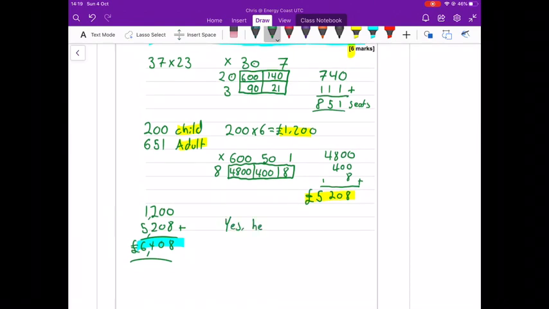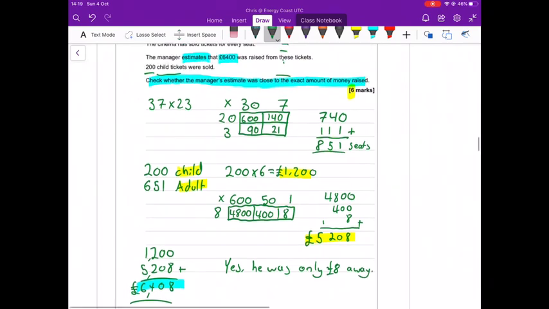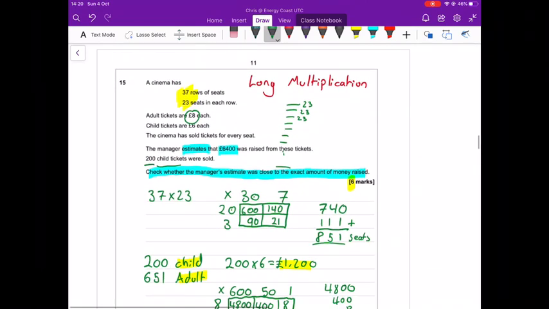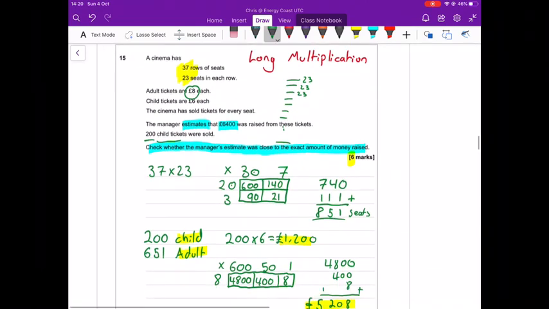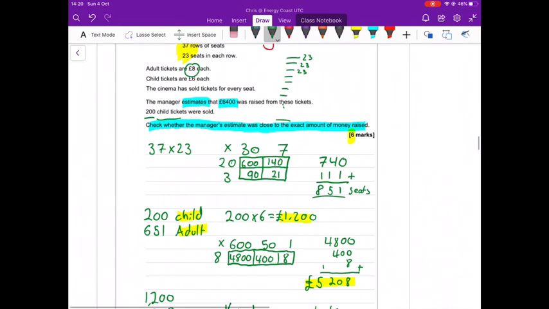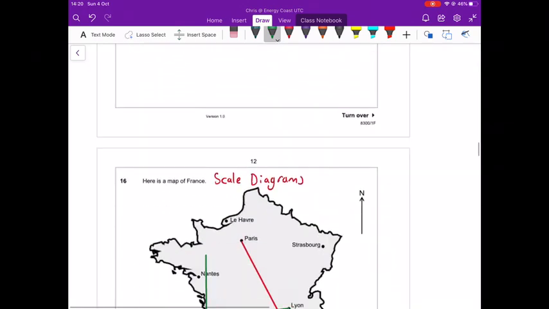So yes, he was only £8 away. That will get you all your marks, okay? Just make sure you write something to actually answer the question, because otherwise you'll only get 5 marks, okay? There's nothing that hard in here. It's just pretty much long multiplication and a bit of addition. That's all we had to do in that, okay? So just read the question really carefully and try and get loads of method marks, okay? Just work something out is how you always start those things, okay?